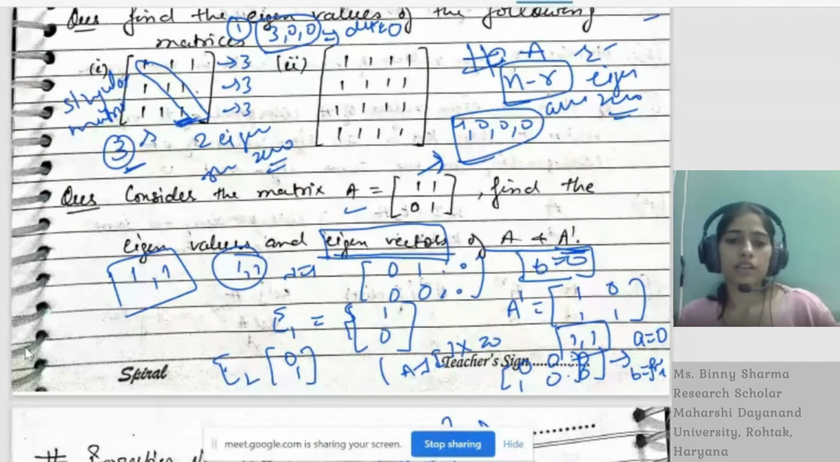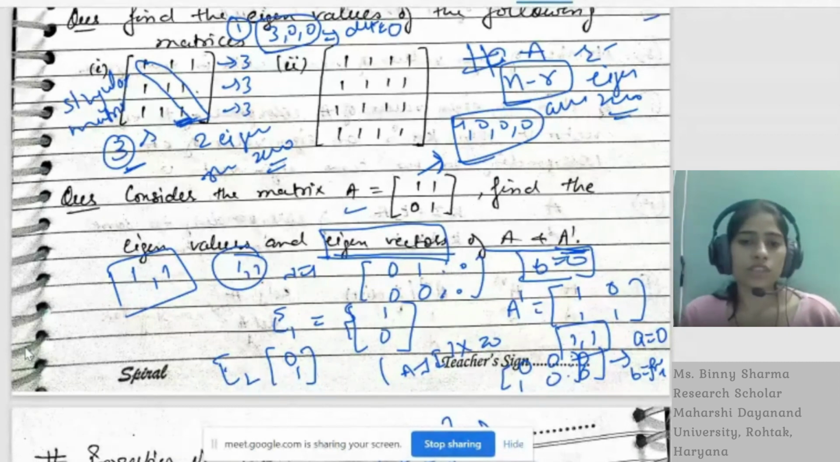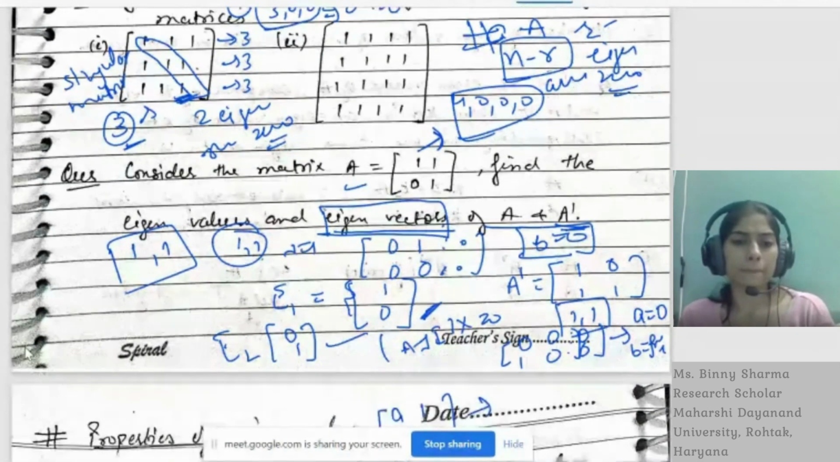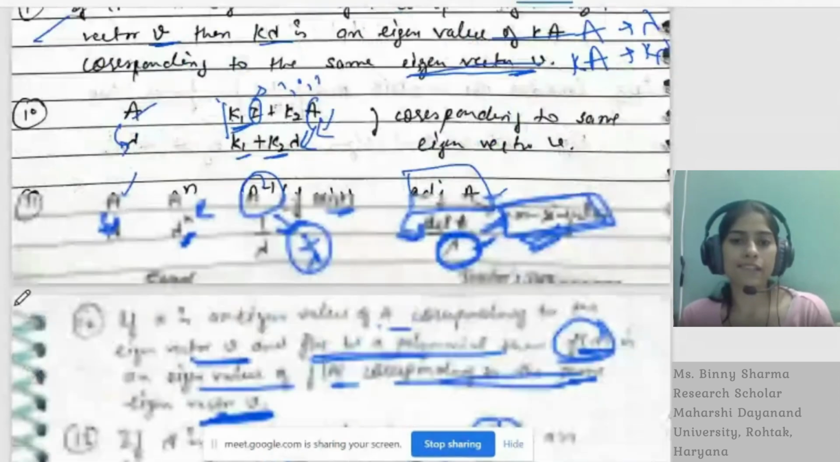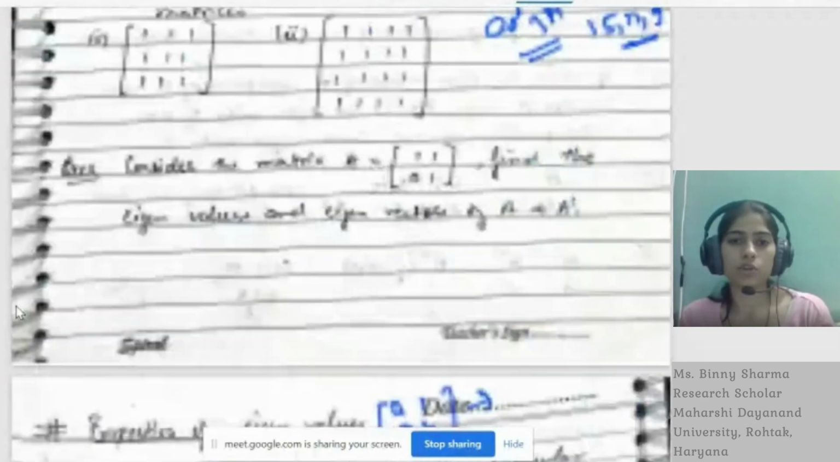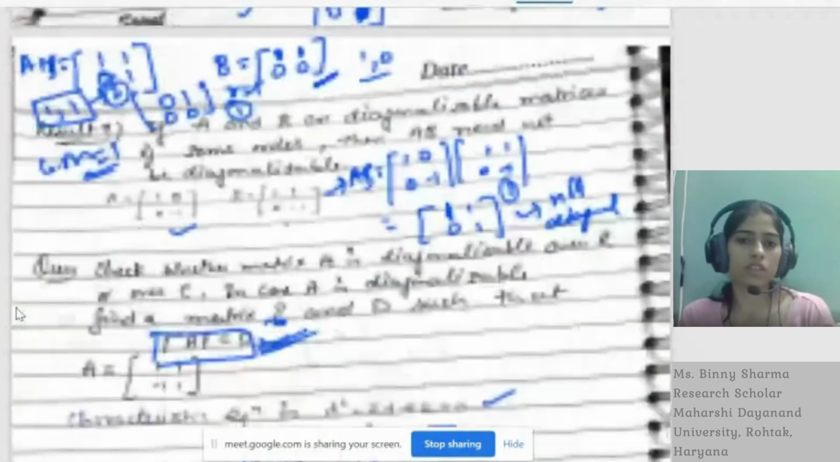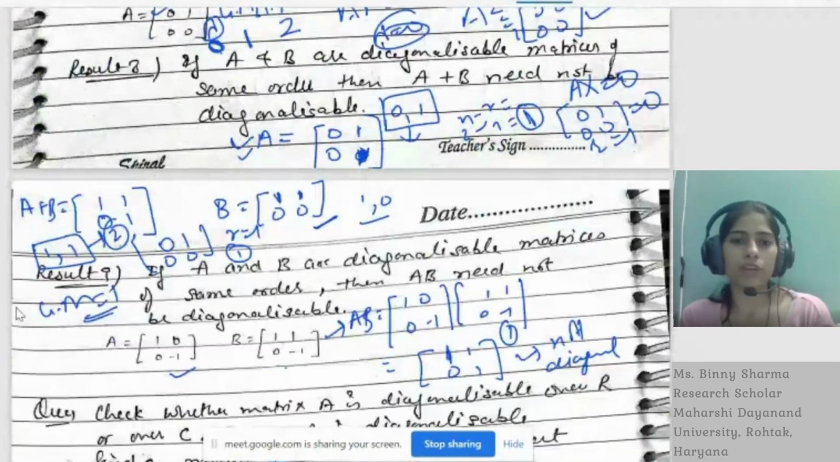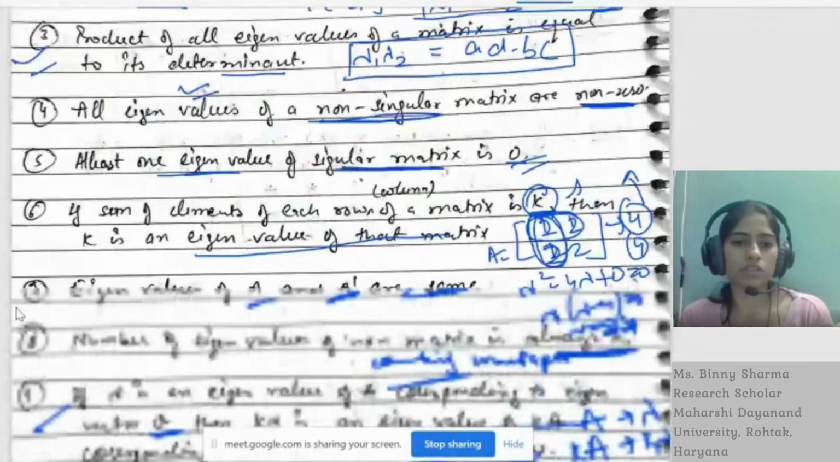So observe this, the eigenvalues of A and A transpose are the same, but the eigenvectors need not be the same. E1 and E2 are not the same, so the eigenvectors of A and A transpose need not be the same. I hope you have an idea how to apply the properties of the eigenvalues.